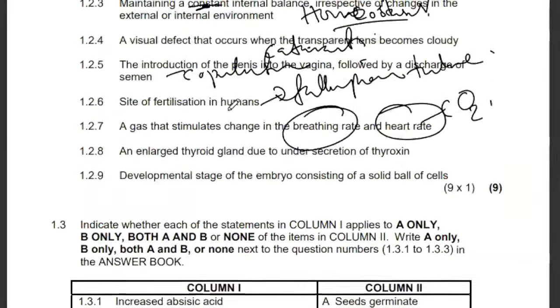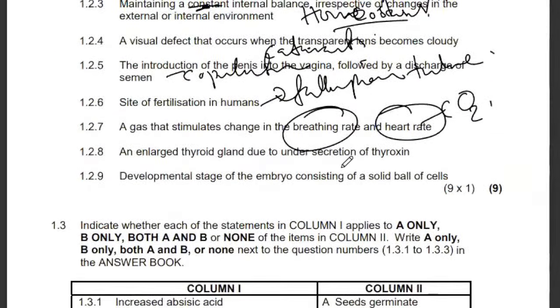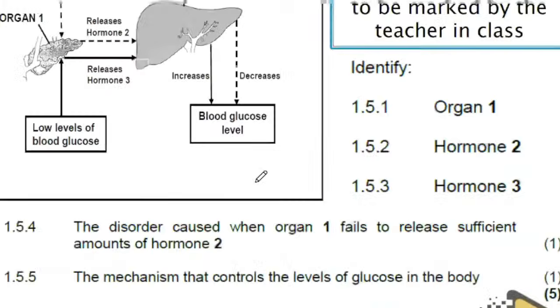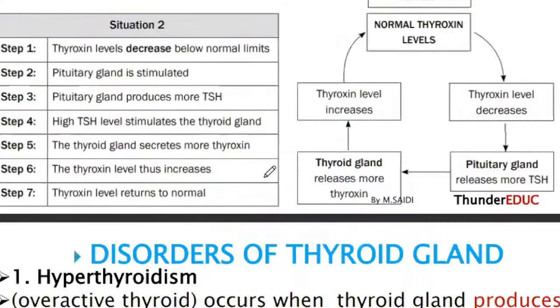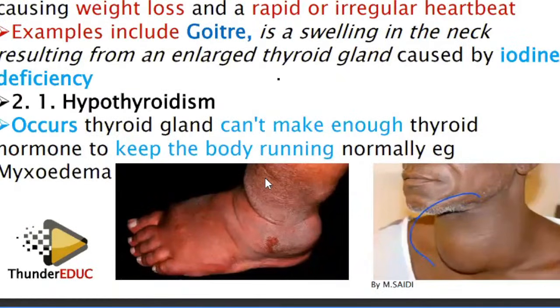Then they're saying, enlargement of the thyroid gland. So how do you call that? When the thyroid gland has enlarged, this is what they are looking at. Yes, what you call the goiter.